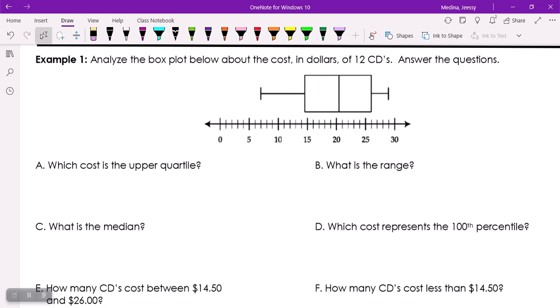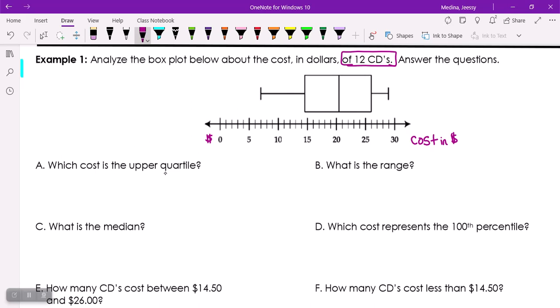All right, this box plot is about what? All right, so this over here is the cost in dollars of how many CDs? Of 12 CDs. So the line is the dollars. 12 CDs is just outside information.